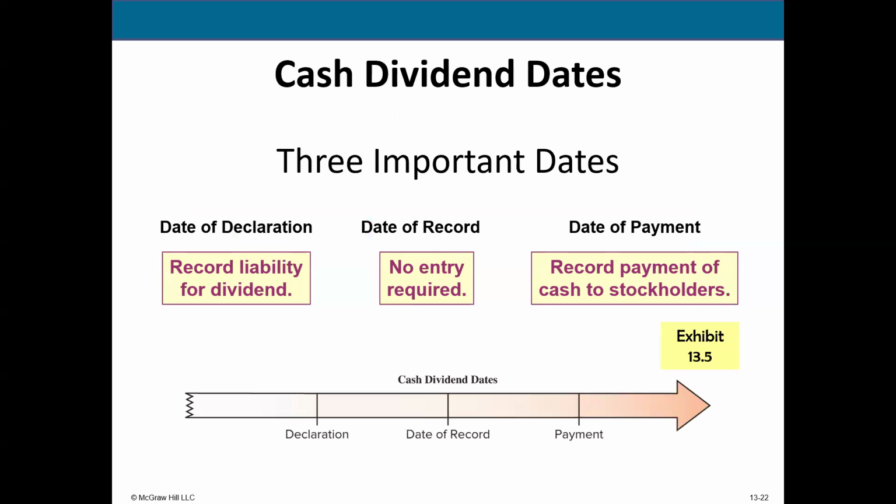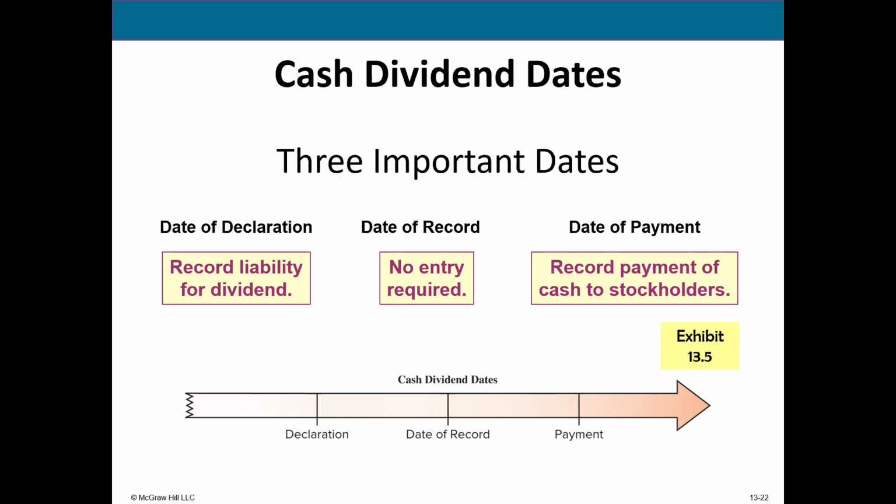So, as I'd mentioned, the board of directors gets together. They decide to declare a dividend, so that we call the date of declaration. With that date of declaration, we debit retained earnings and we credit dividend payable, based off of the cash dividend that they plan to pay per share of stock times the number of shares of stock outstanding. Call it date of declaration.